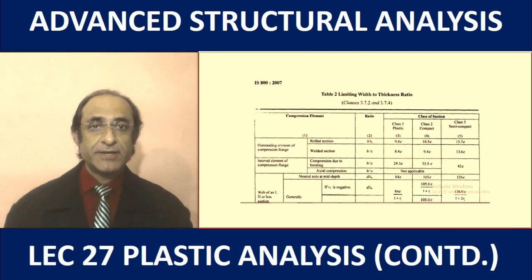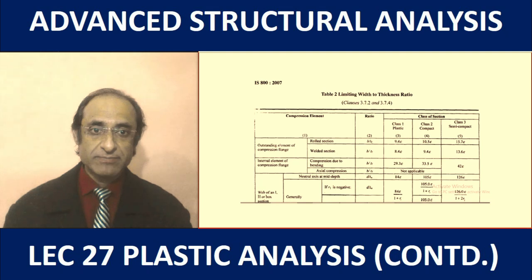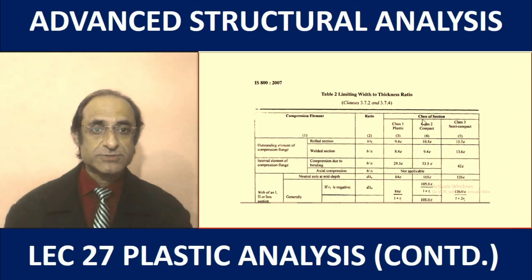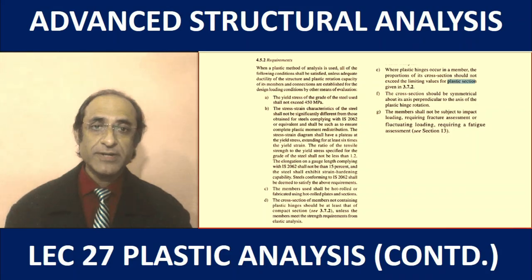So here, this table of IS 800 2007, this is Table number 2. It provides the limiting width to thickness ratio for the sections to be classified as Class 1 or Class 2 or Class 3, that is, plastic, compact and semi-compact respectively. Now let's see some of the essential requirements also.